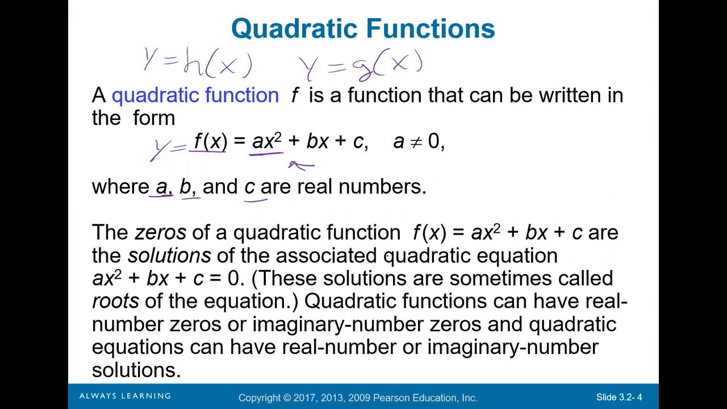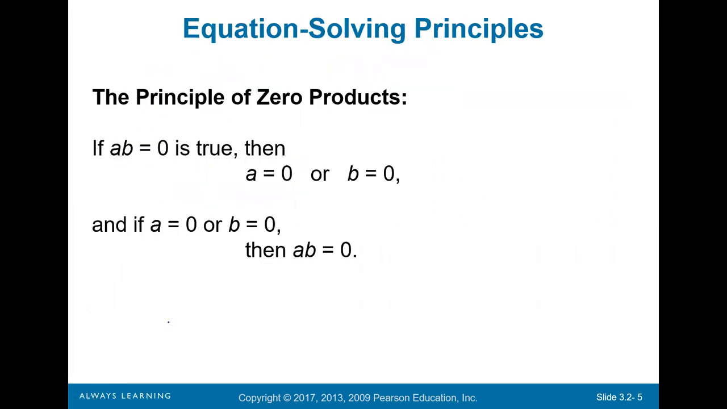The zeros of the quadratic function are solutions of the associated quadratic equation. These solutions are sometimes called roots of the equation. And sometimes we have real numbers, sometimes we have imaginary numbers. Quadratic equations can have real and or imaginary solutions. So a times b can equal 0, and it's a true statement if a or b or both are equal to 0.